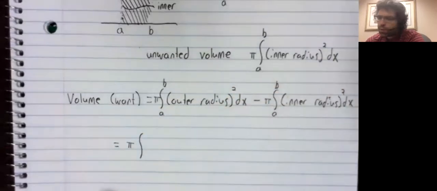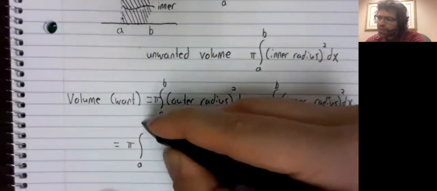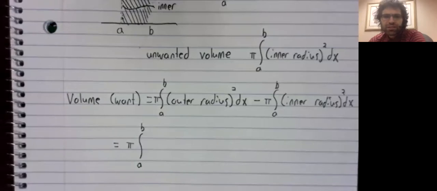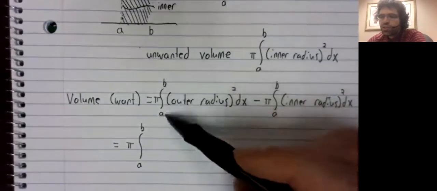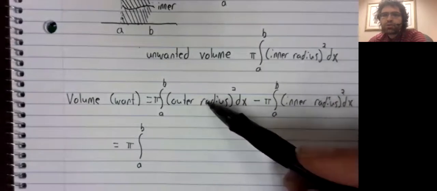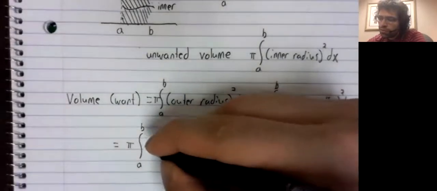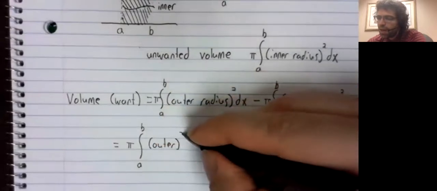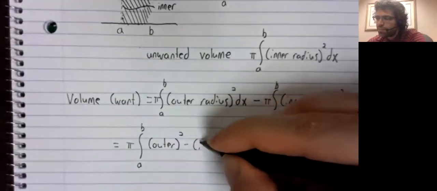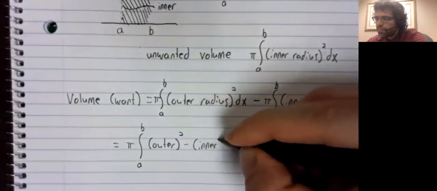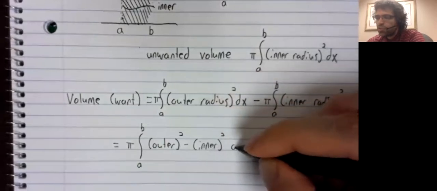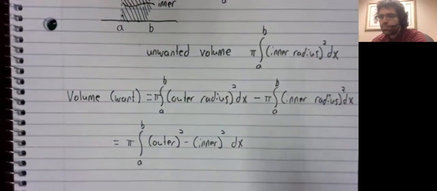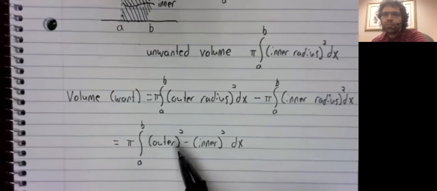Integrals, if we remember from last semester, have a property called linearity. If our limits of integration are the same and we're subtracting the integrals, we can combine it into a single integral. And here's our formula.